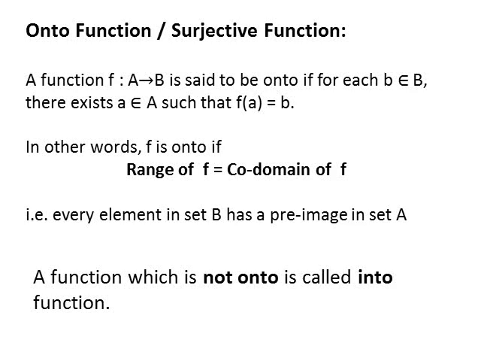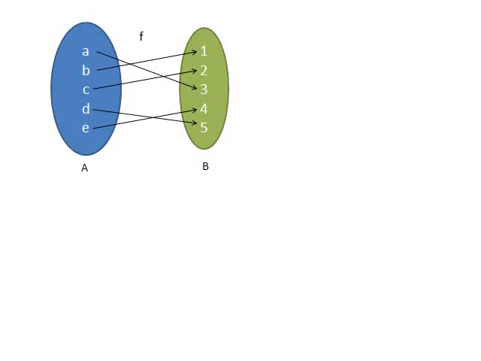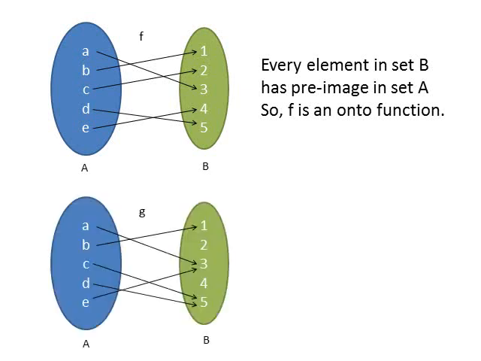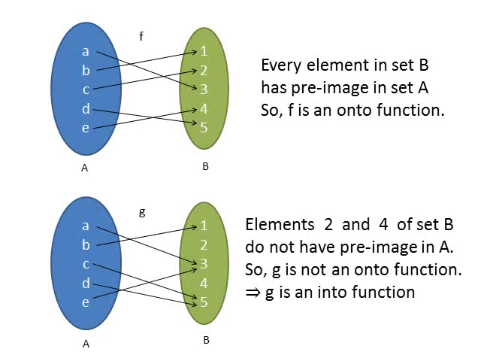Let's discuss it with the help of arrow diagram. Let f be a function defined from set A to set B. As you can see, every element in set B has pre-image in set A, so f is an onto function. Take another function g defined from set A to set B. In this function, elements 2 and 4 of set B don't have pre-image in set A, so g is not an onto function, or we can say g is an into function.